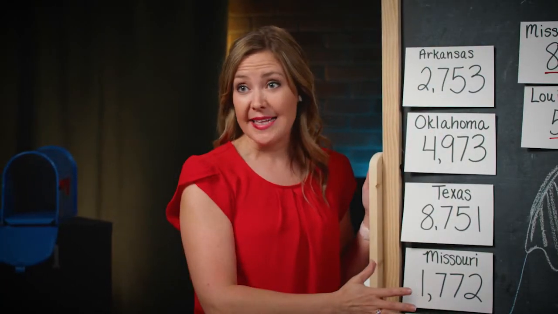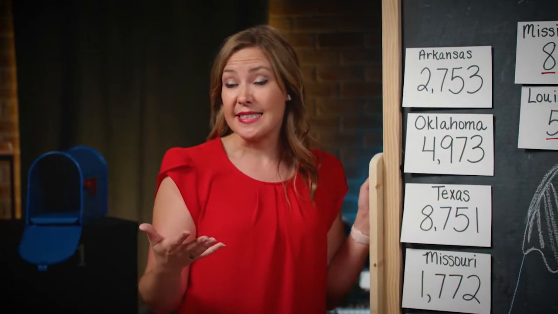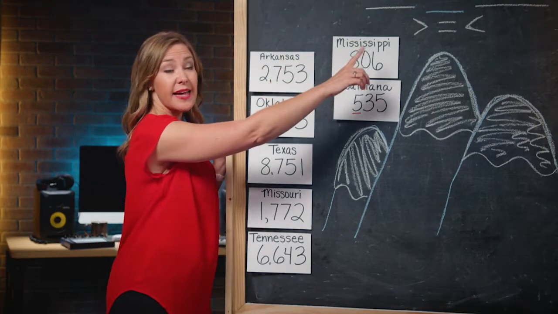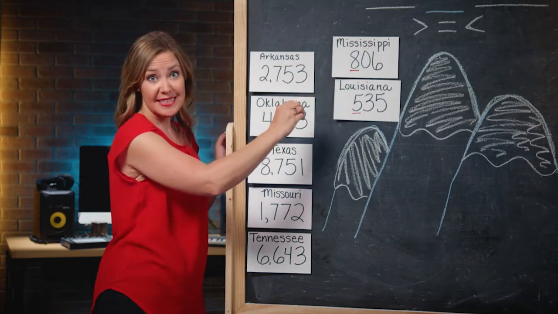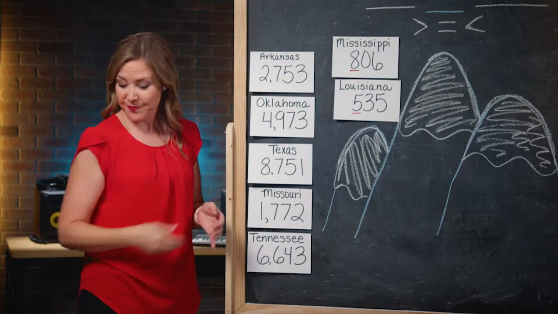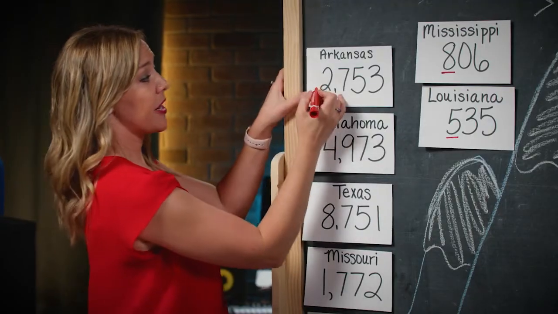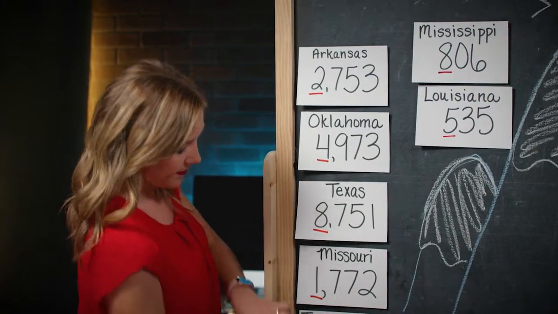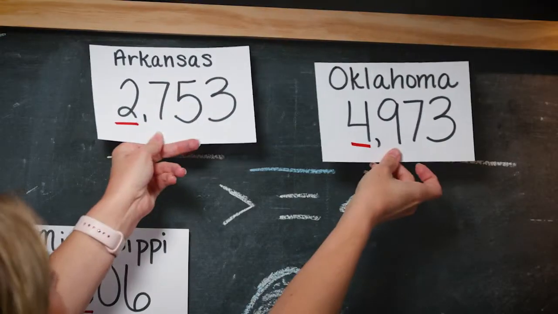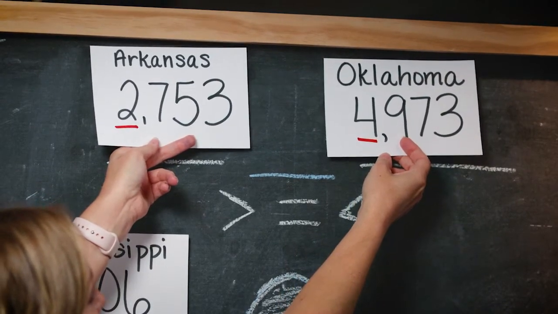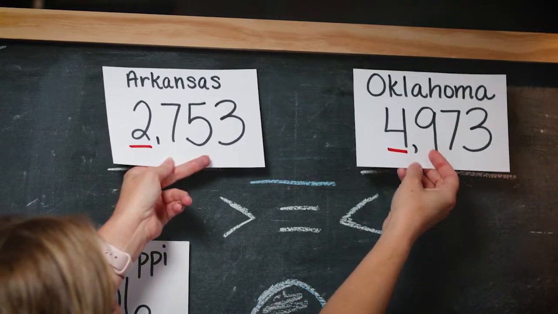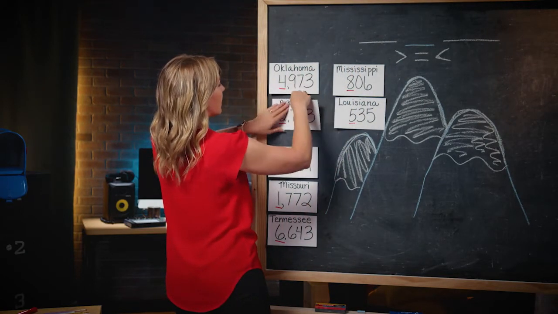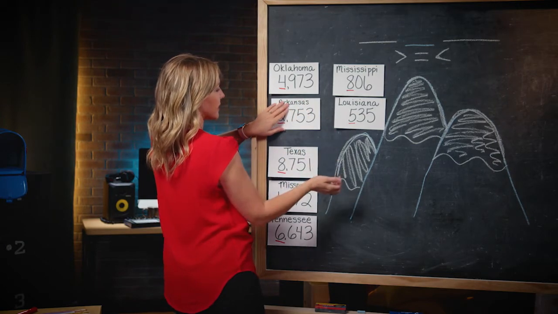Okay, these states have elevations up in the thousands. I'm going to compare the digits in the thousands place using our greater than sign, equal to sign, or less than sign. And then we'll sort these numbers too. First, let's underline what we're comparing, the thousands place. Let's look at Arkansas and Oklahoma. 2 compared to 4, well, the 2 is less than 4. So let's put the 4 on top. Oklahoma is greater than Arkansas.